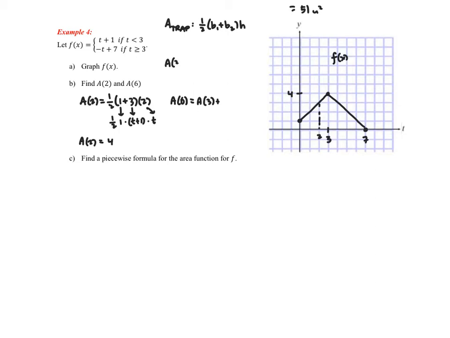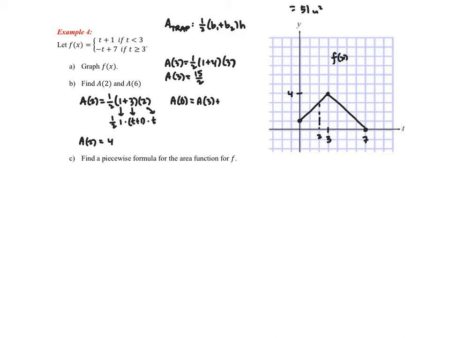A of 3 will equal 1/2, 1, which doesn't change. F of 3 ends up being 4, and the height is the distance between, which would be a length of 3. So it looks like I would get 15 halves. I think that'll be beneficial to leave it in that form.